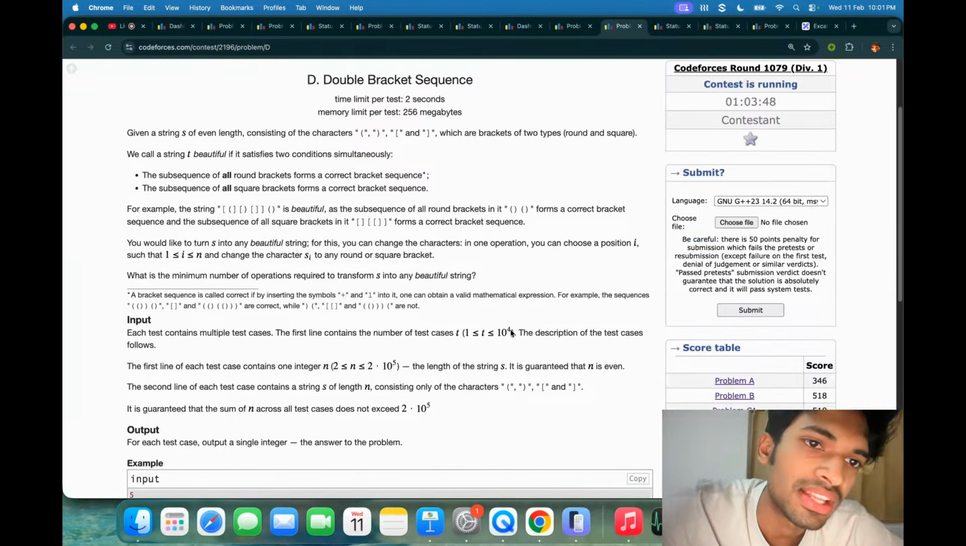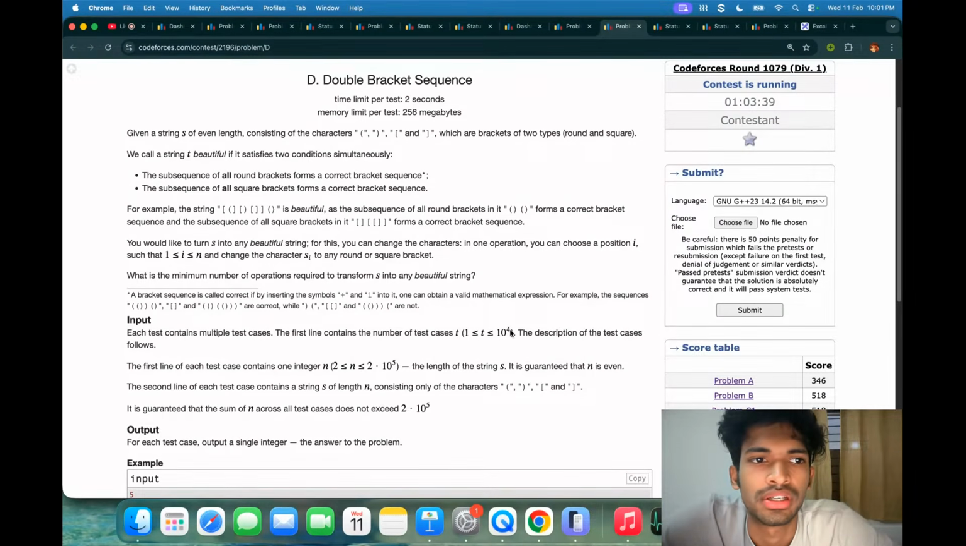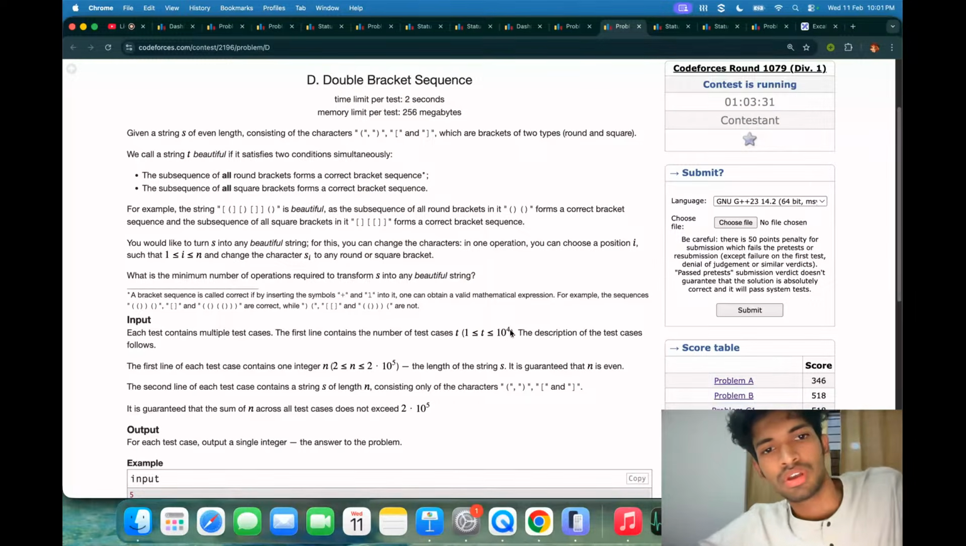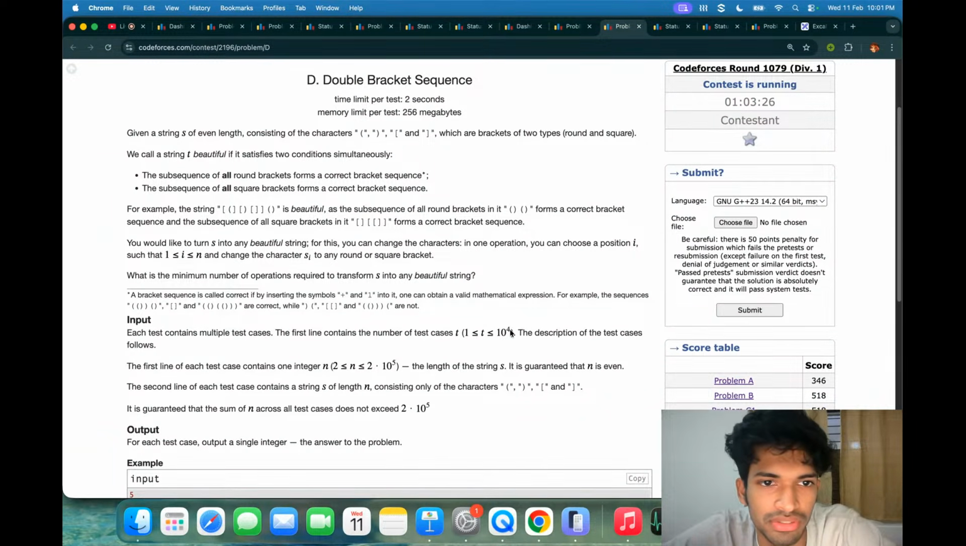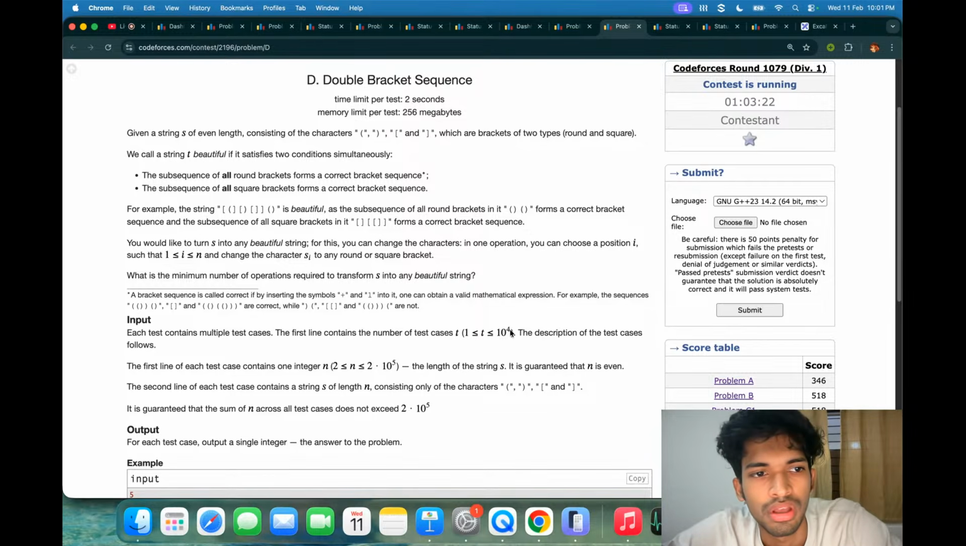Given a string S of even length consisting of opening and closing round brackets and open and close square brackets. We call a string T beautiful if it satisfies two conditions simultaneously. The subsequence of all round brackets forms a correct bracket sequence. The subsequence of all square brackets forms a correct bracket sequence. Okay, we have two subsequences. All of them should form correct bracket sequences.